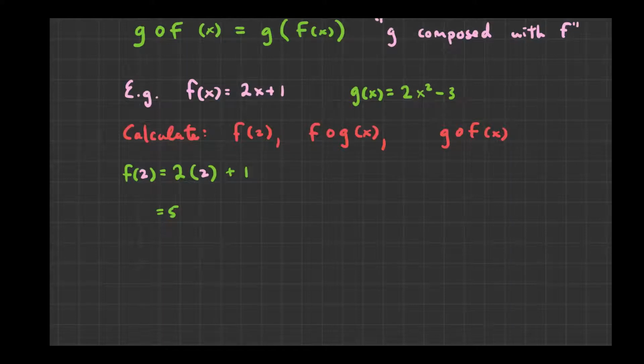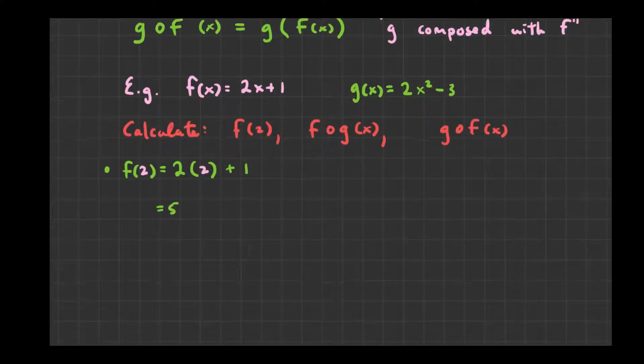That should be kind of review type stuff. Let's try the next one, which is f composed with g of x. So f composed with g of x is equal to f of g of x.